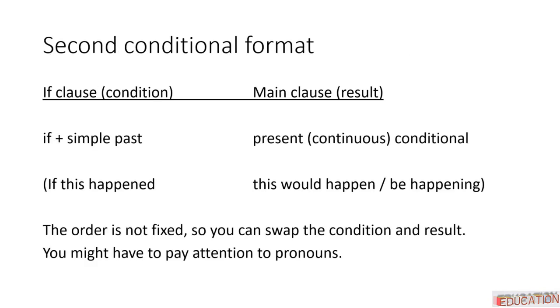The second conditional has the following format. If plus simple past, then present conditional or present continuous conditional. If this happened, this would happen, or if this happened, this would be happening. And as with all conditionals, the order is not fixed, so you can switch the if and main clause around and keep the same meaning. But please pay attention to pronouns and punctuation.